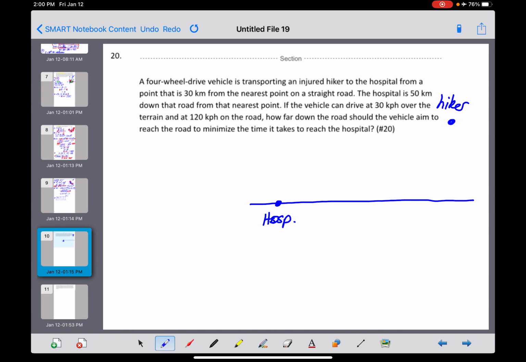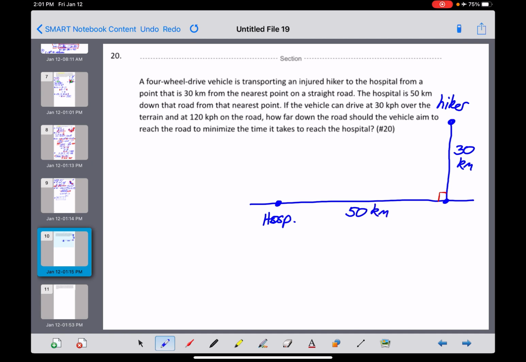Now, here's what it says. From a point that's 30 kilometers from the nearest point on a straight road. So the nearest point on the road to the hiker is going to come straight down here, and it's going to make a right angle with the road itself. So that distance right there, guys, is 30 kilometers. So basically we're saying that the hiker who's injured is 30 kilometers from the road. That's the nearest spot. Then what they're telling you is that the hospital is 50 kilometers down the road from that nearest point. So this distance down here on the bottom is going to be 50 kilometers.